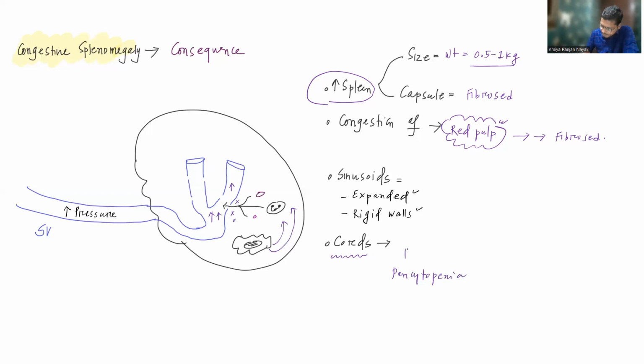That is hypersplenism, resulting in pancytopenia. Hypersplenism means increased activity of the spleen, which means increased activity of the macrophages. Increased activity is seen because the blood cells are exposed to the macrophages for a longer time. So these are the consequences of congestive splenomegaly.